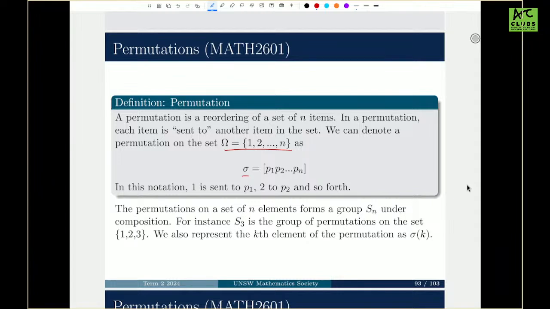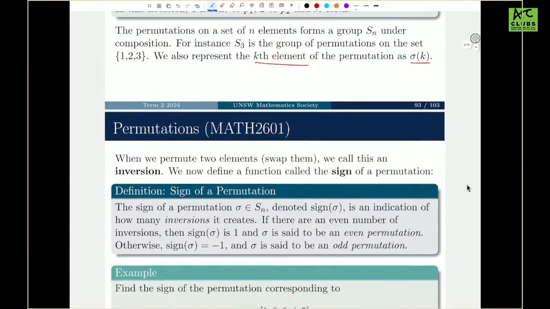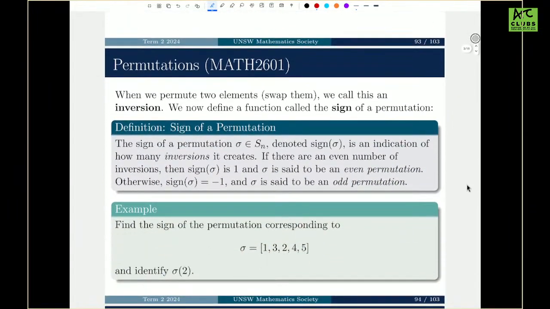The fun thing about this is it forms a group called the permutation group under composition. For instance, S3 would be the group of permutations on the set 1, 2, 3. Another important fact is that we represent the kth element of a permutation as sigma of k. That'll be important when we look at the definition of a determinant. We'll throw in another bit of terminology: if we permute two elements, meaning we swap them around, we call it an inversion.